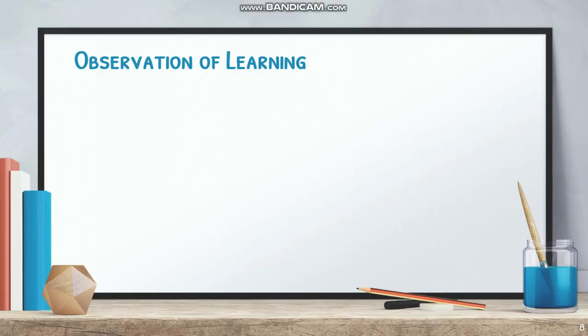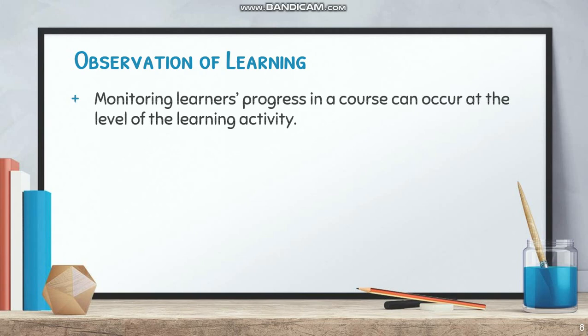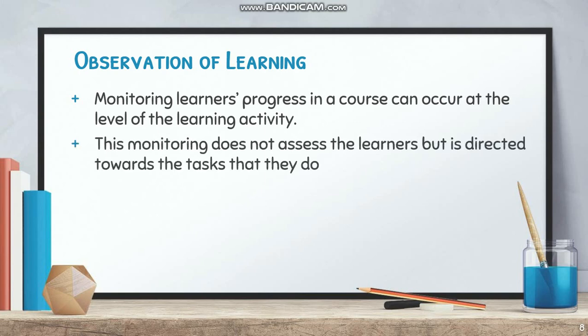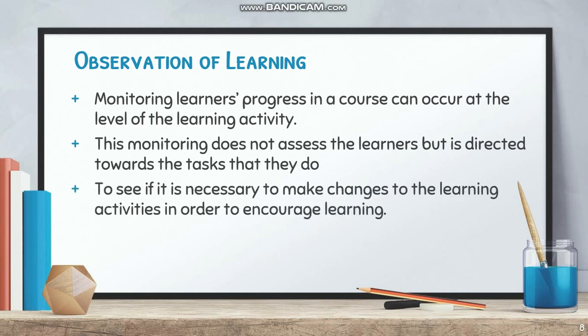The second one is observation of learning. Monitoring learning progress in a course can occur at the level of the learning activity. This monitoring does not assess the learners but is directed towards the tasks that they do, to see if it is necessary to make changes to the learning activities in order to encourage learning.